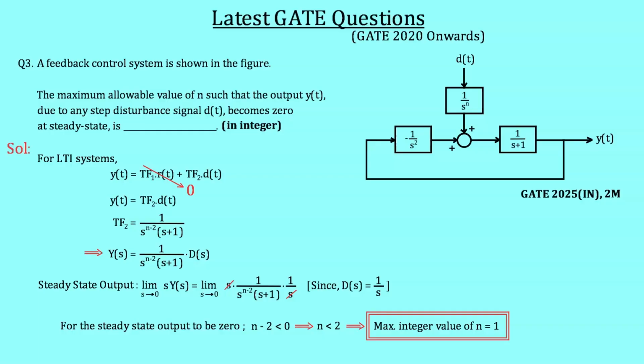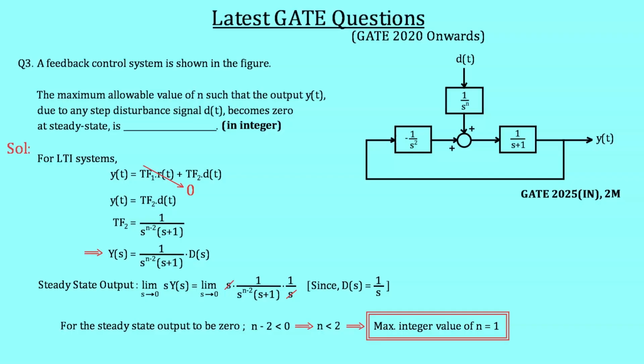We can find the steady state output, but for this output to be equal to 0, we have to make sure that the exponent of s in the denominator, which is n minus 2, must not be positive, because if that happens, then the steady state output will tend to infinity rather than 0. So the exponent of s, which is n minus 2, should be negative. We will find that the maximum allowable value of n is equal to 1.